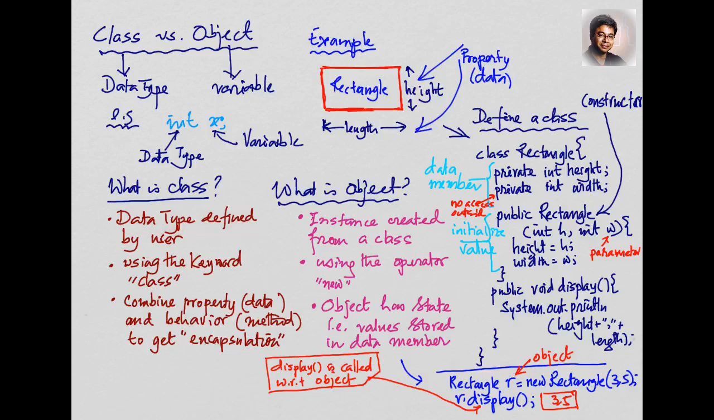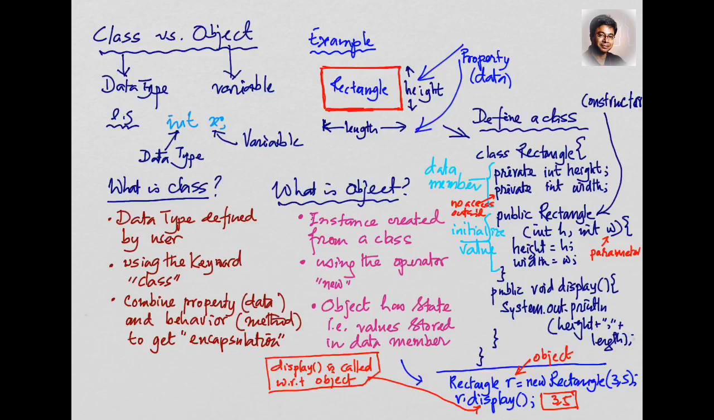Class is a data type defined by the user. That means you can define your own data type using the keyword class. When you create this data type, you combine property, that is data, and the behavior, that is method, together to have your encapsulation. So you have two things in the class: data and method. They are put together to form a data type called class. But remember, when you define a class, it never occupies any memory.